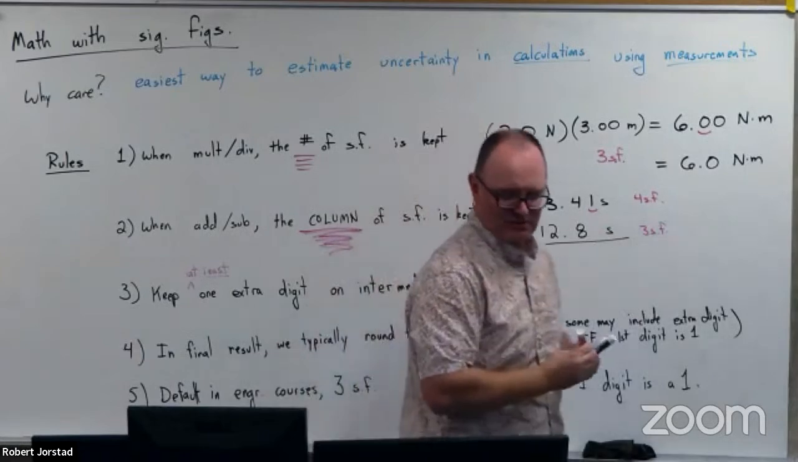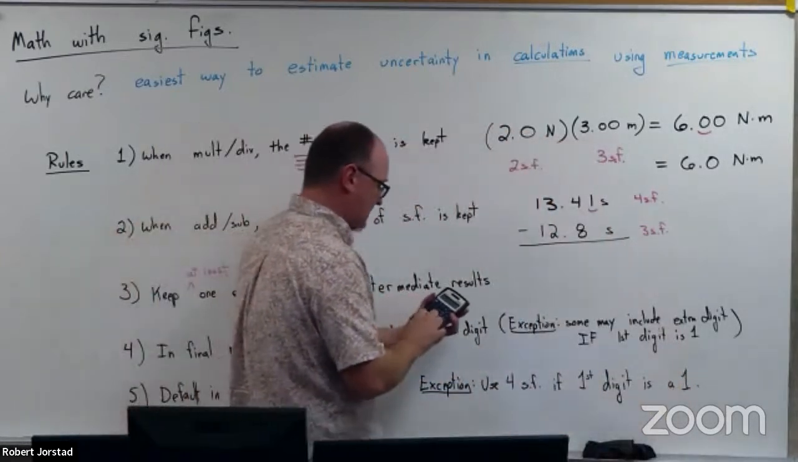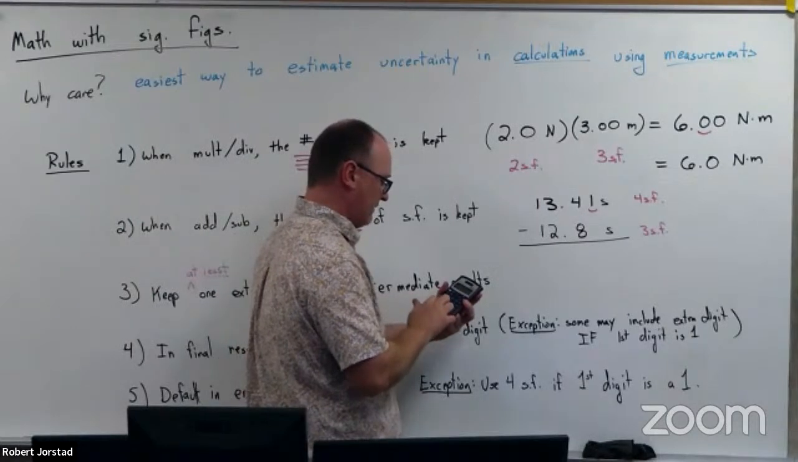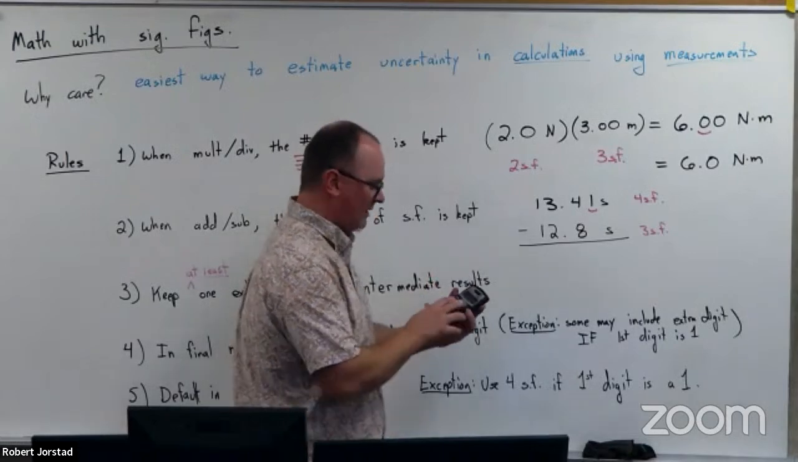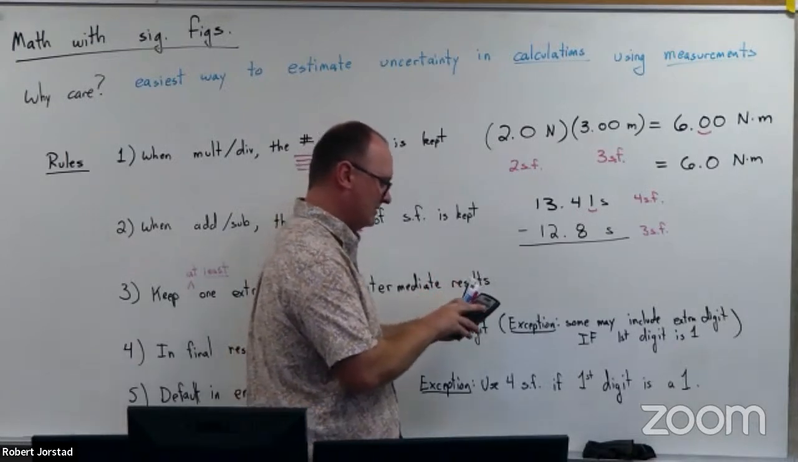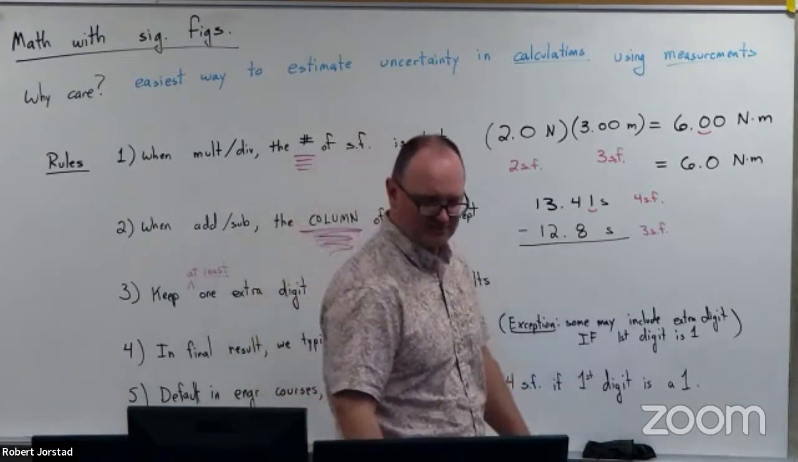Now, just so I don't screw this up, I'm going to punch it in on my calculator real quick. I don't want to think. I'm tired. 13.41 minus 12.8. Oh, I'm still in engineering mode. Let me go back to float. 0.61. Okay.